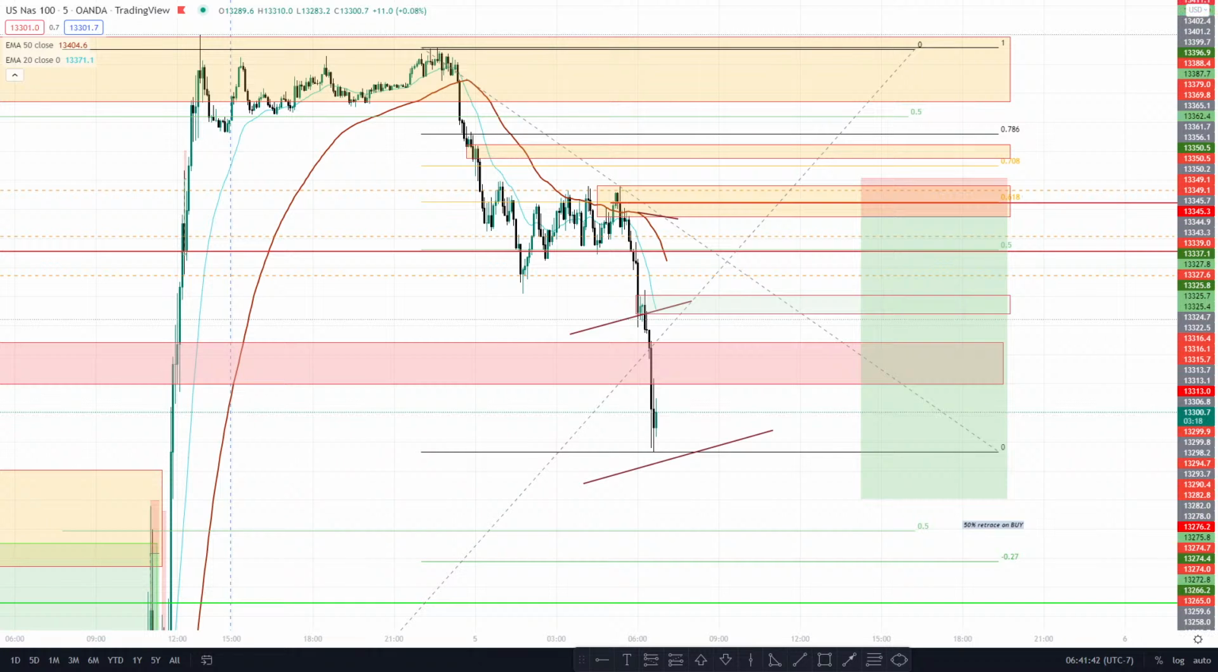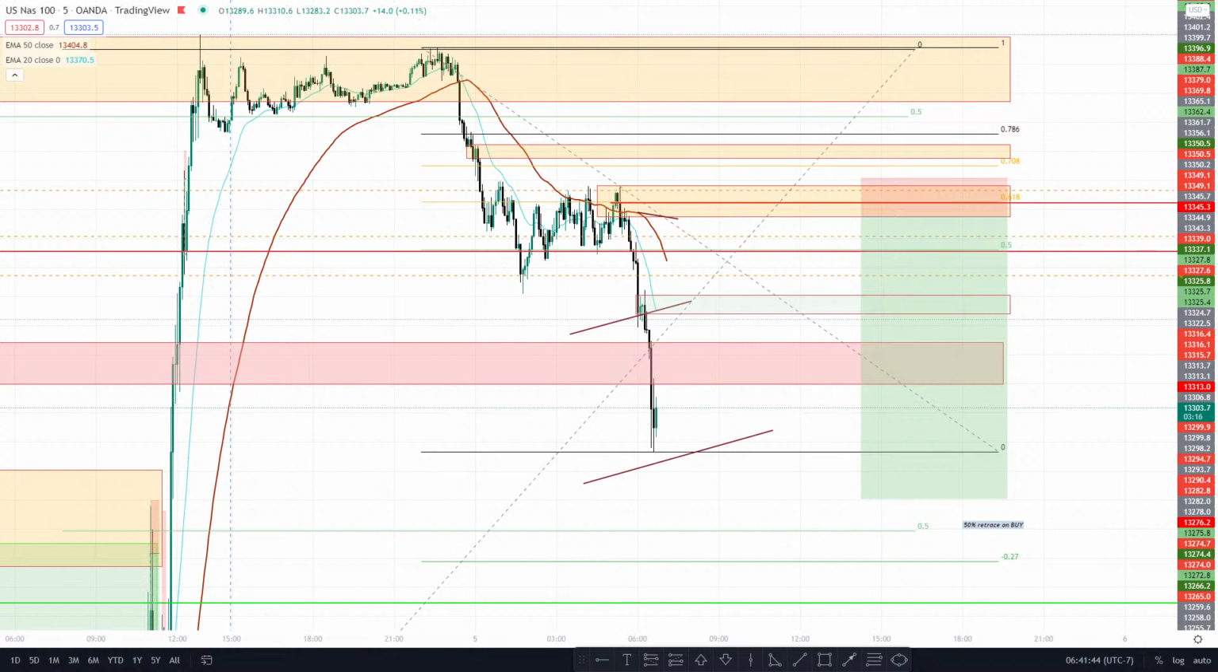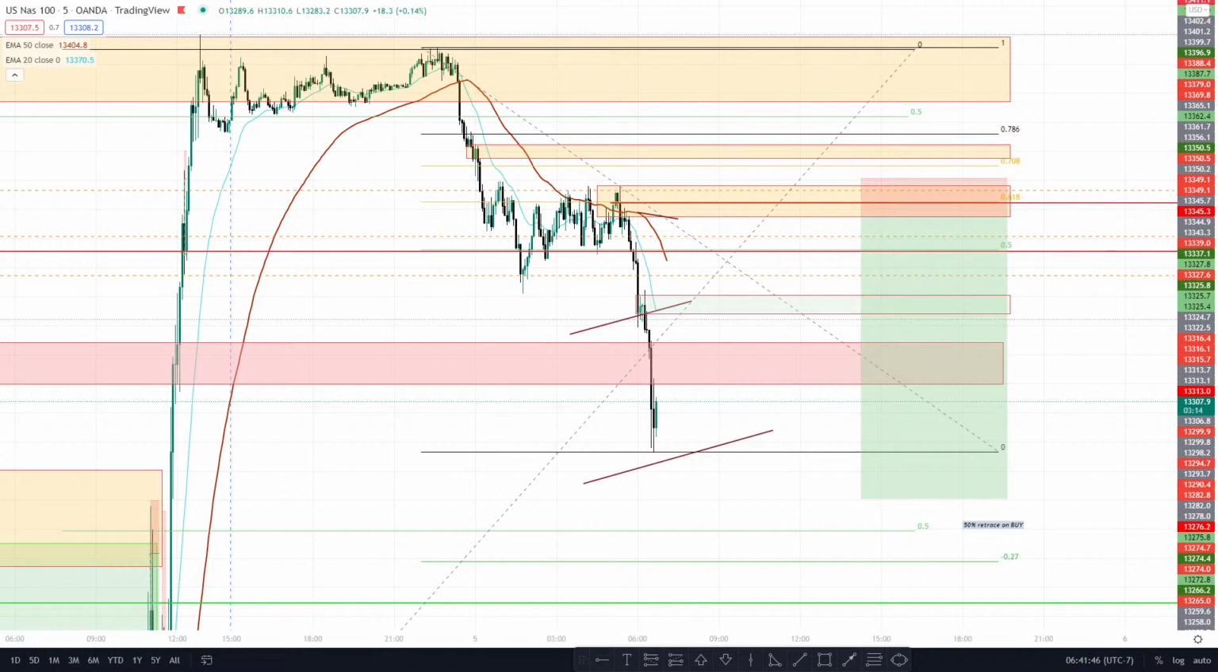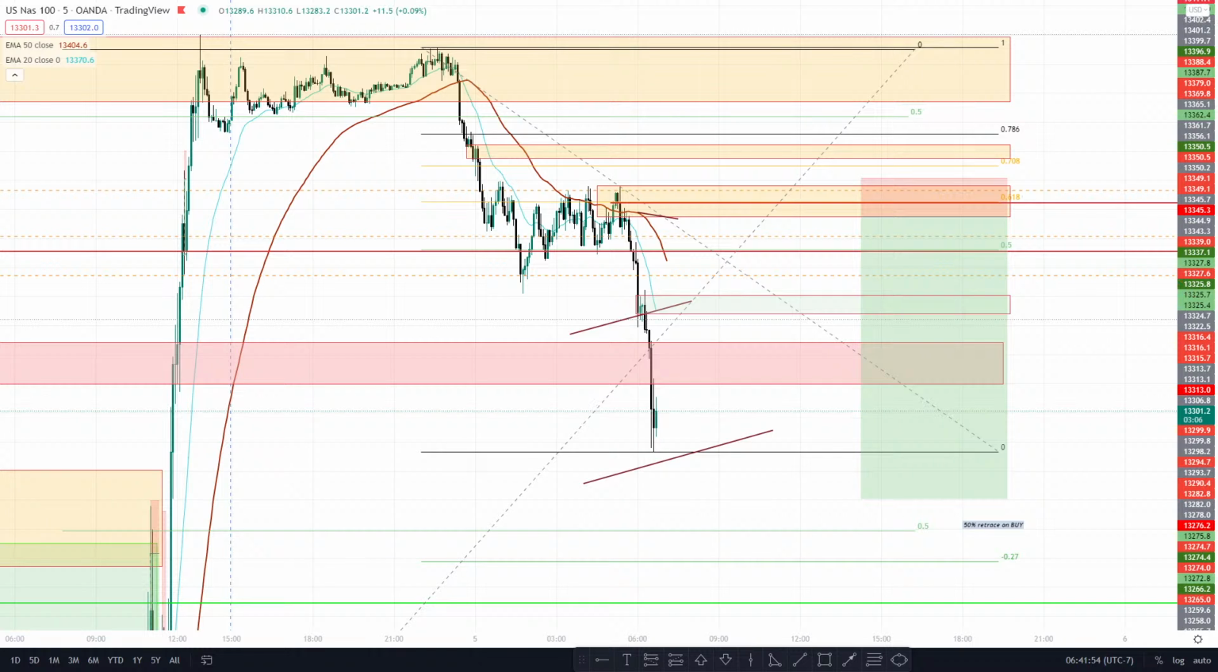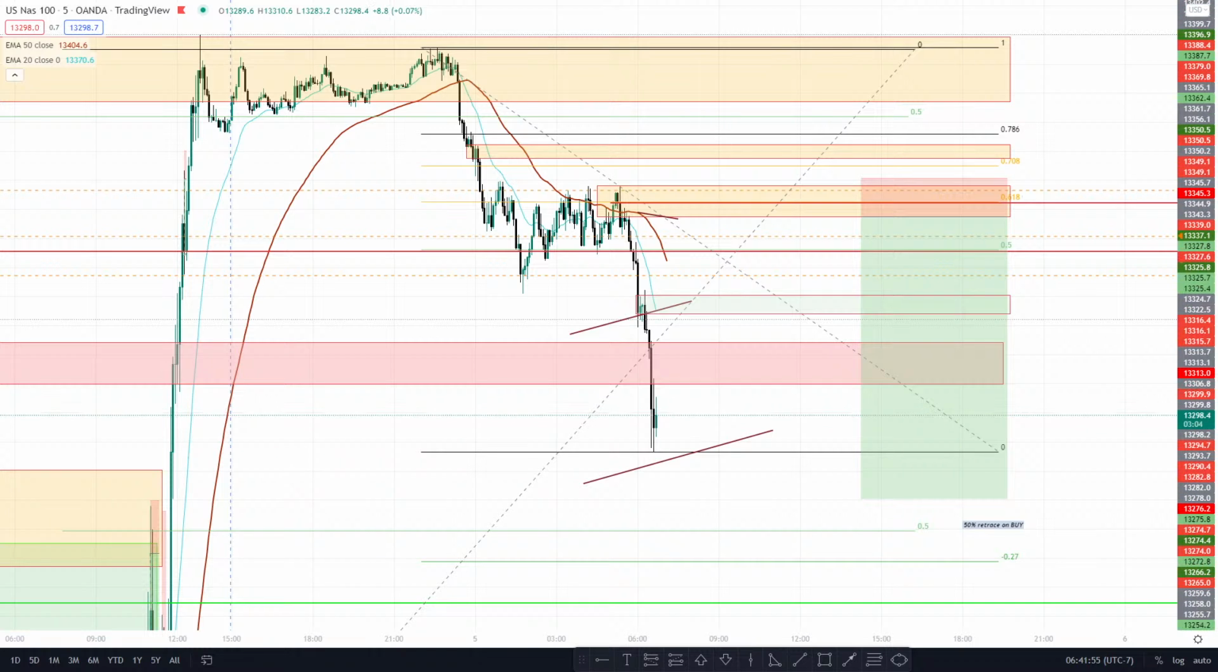Alright, let's see. Looks like it's finally starting to get something going, but there's still 3 minutes. It could still reject that supply and demand area and come down. So, let's see if it comes back to us.